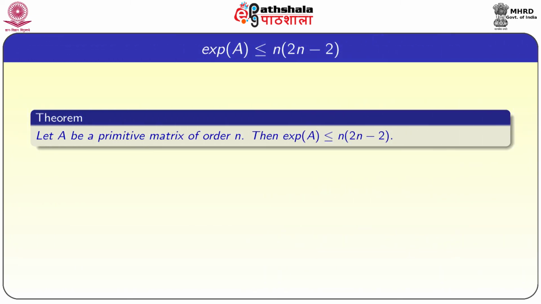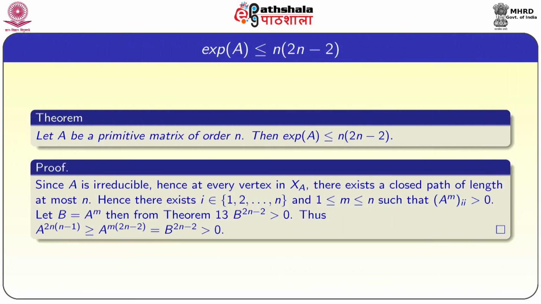Another theorem is, let A be a primitive matrix of order n, then the exponent of A is less than or equal to n into 2n minus 2. Since A is irreducible, every vertex in X_A has a closed path of length at most n. Hence there exists i belonging to 1, 2, 3 and so on n, and 1 less than or equal to m less than or equal to n, such that (A power m)_ii is greater than 0.